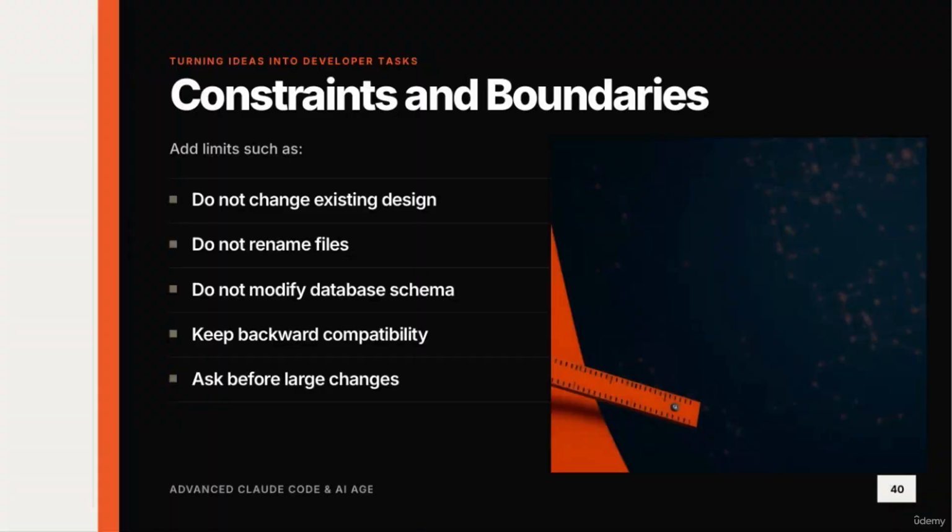Now, let's talk about turning ideas into developer tasks. This step is crucial because it bridges the gap between concepts and actual implementation. When defining these tasks, it's important to set clear constraints and boundaries to keep the development process smooth and consistent. For example, we want to avoid changing the existing design. Maintaining the current look and feel is essential to ensure users aren't confused by unexpected changes.